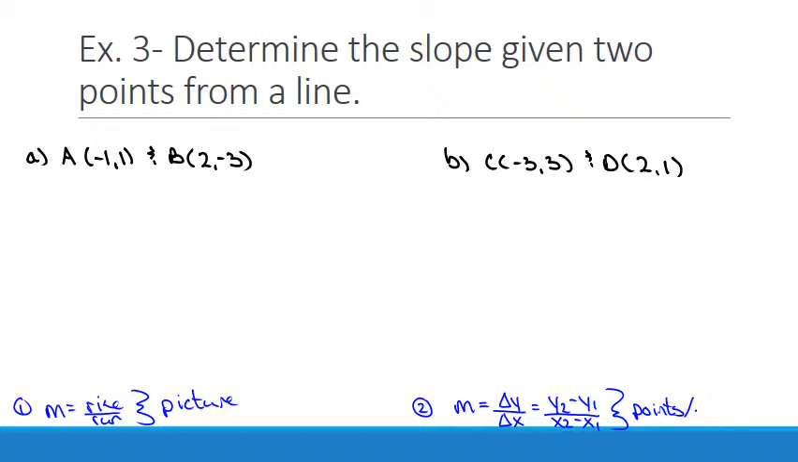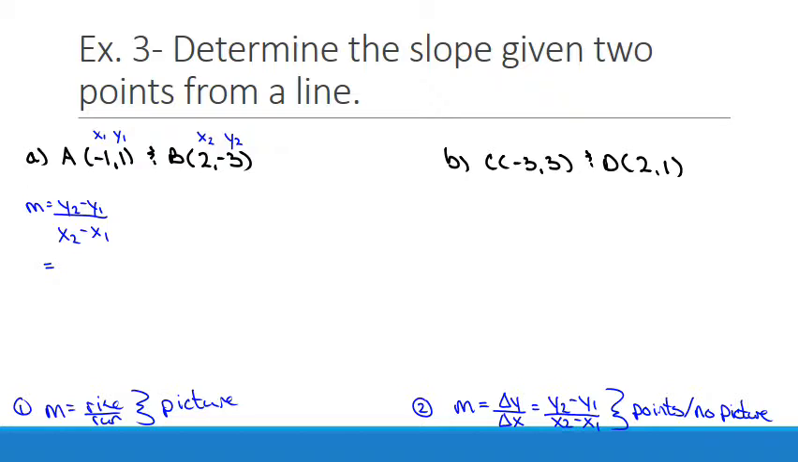Another way of looking at it: no picture. So if you have a picture, use rise over run. If you don't have a picture, use this one I've just presented to you. So you can see here in A, I have 2 points. So I'll write m equals y2 minus y1, because that's going to find the change in y, over x2 minus x1. Now, where are these y2s and y1s? Well, the 1s refer to the first point and the 2s refer to the second point, meaning this would be x1, this would be y1, because it's from the first point. This would be called x2, this would be called y2.